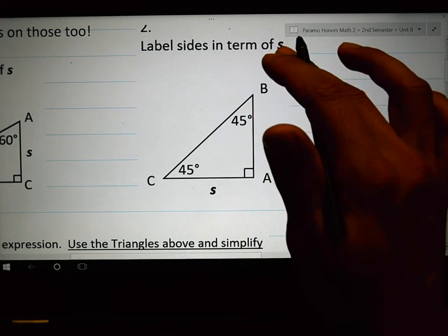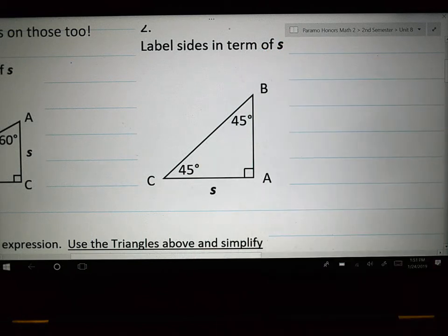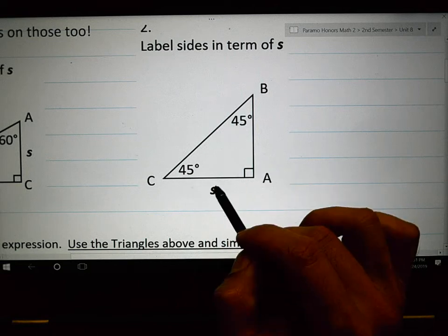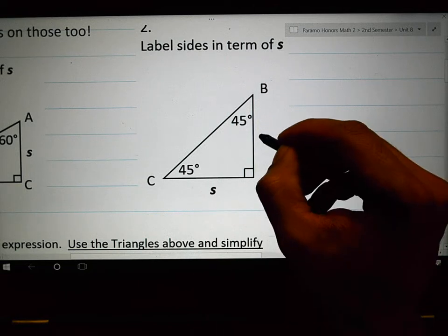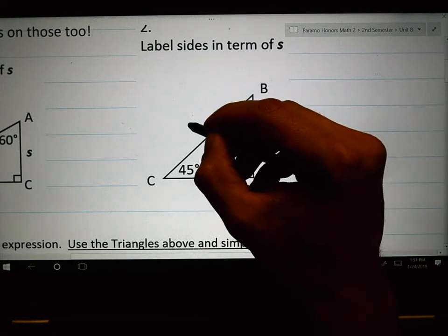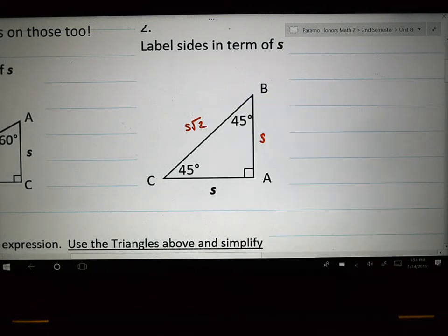The problem with number 2 is that it's a 45, 45, 90. So let's see if you remember. Across from one 45 is S. Across from the other 45 is S. And across from the 90 is S square root 2. That's review. That's what we learned in 7.2.